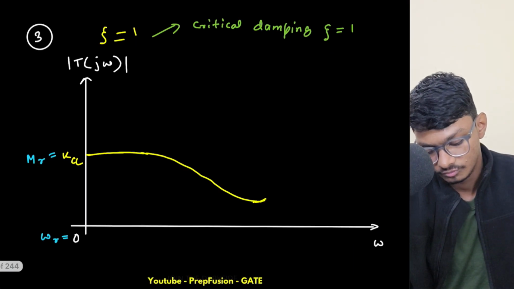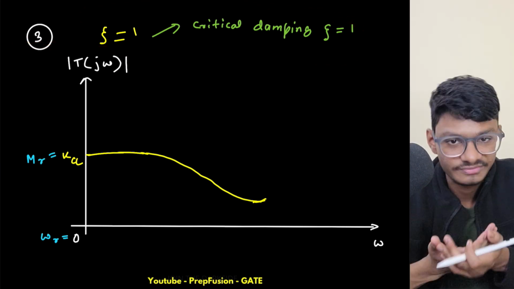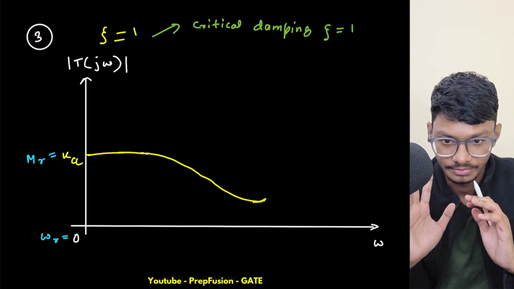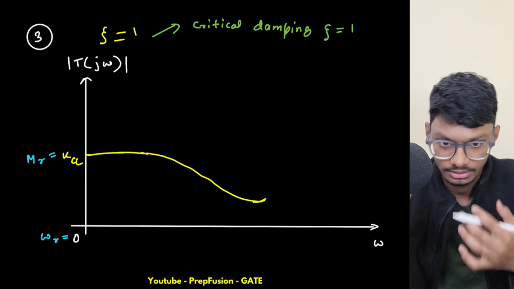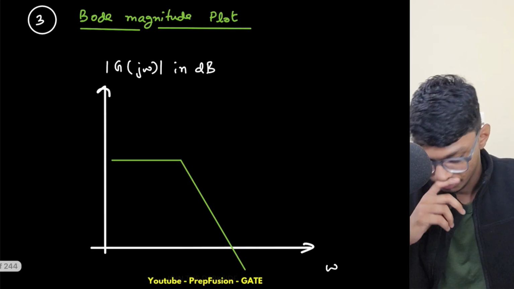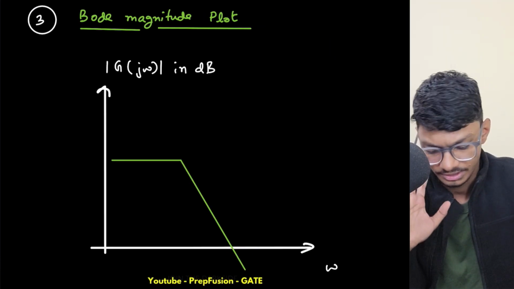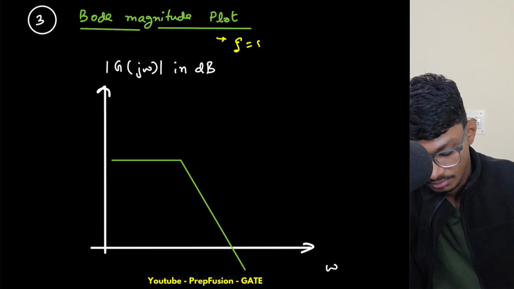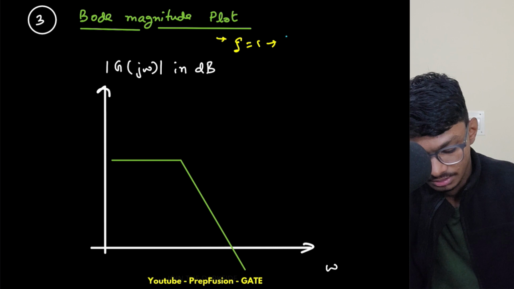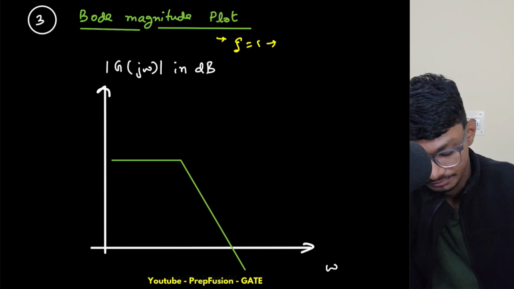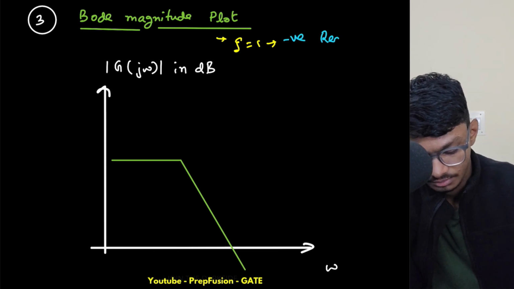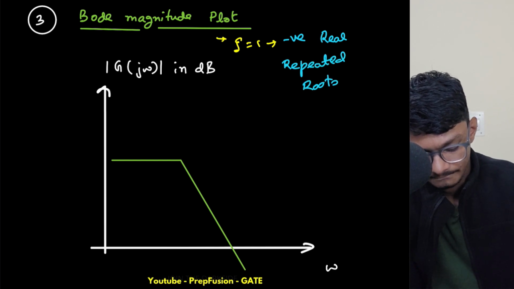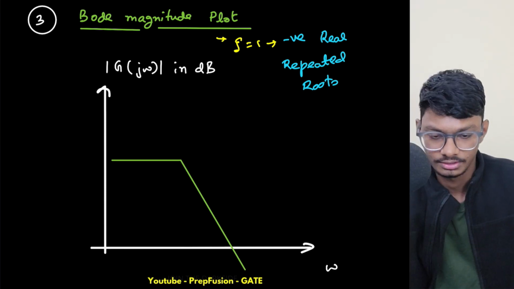Now here, what about the critical damping? Critical damping is very simple. Obviously we won't get any resonant peak. The resonant peak will be at the DC gain itself, but the Bode magnitude plot is very simple. It is like zeta equals 1, hence negative real repeated roots. Okay, negative real repeated roots.